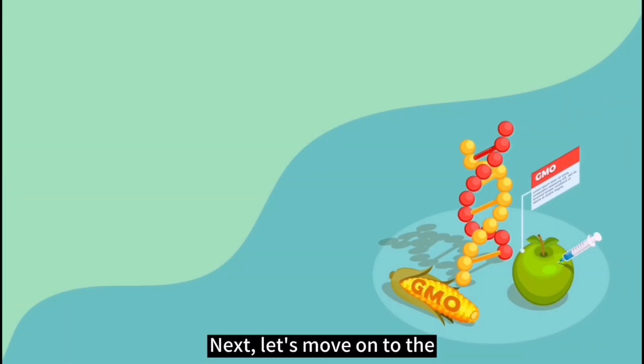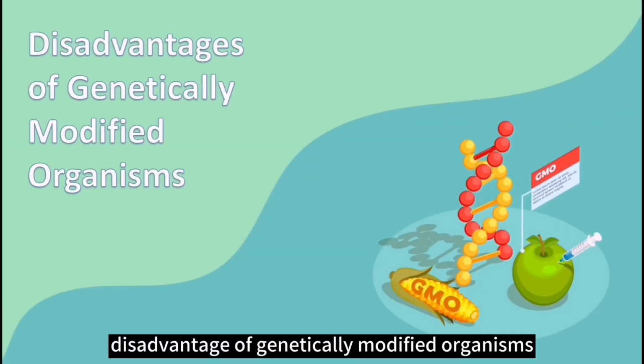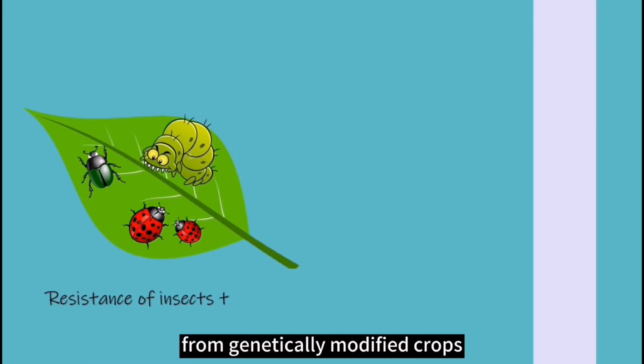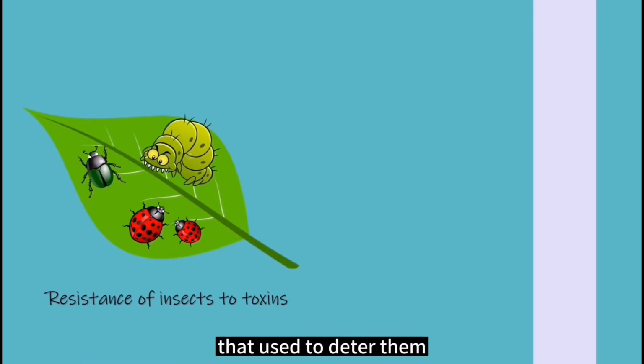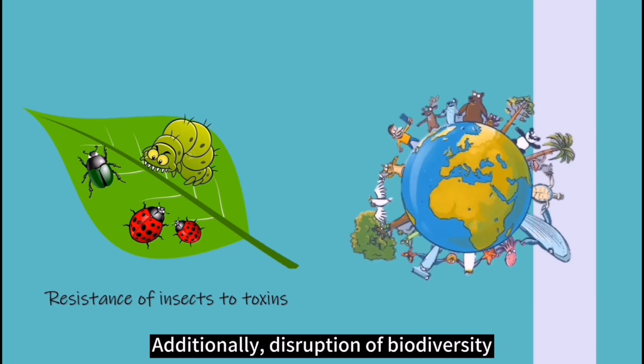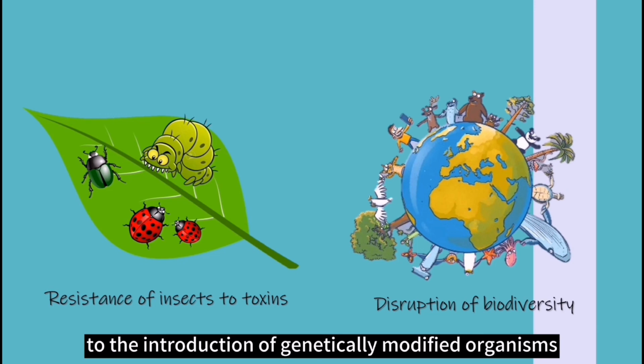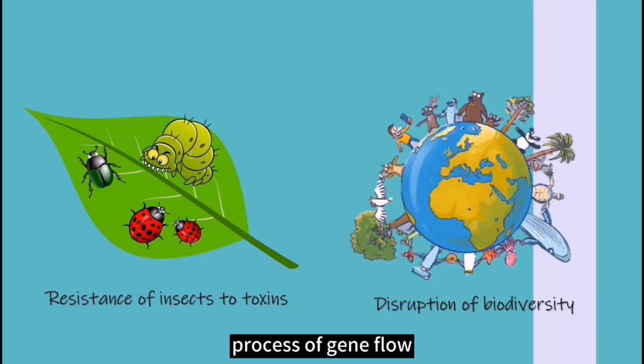Next, let's move on to the disadvantages of genetically modified organisms. Firstly, insects may develop a resistance toward the toxin from the genetically modified crops used to deter them. Additionally, disruption of biodiversity may happen, as the introduction of genetically modified organisms can eventually disrupt the natural process of gene flow.